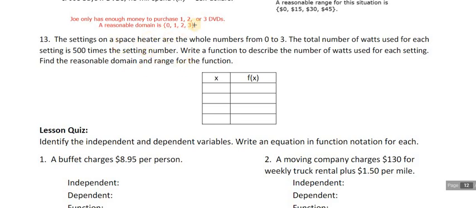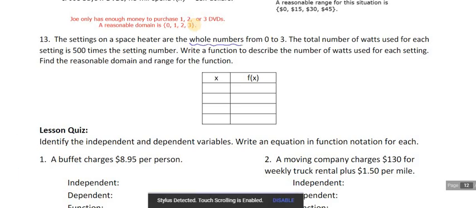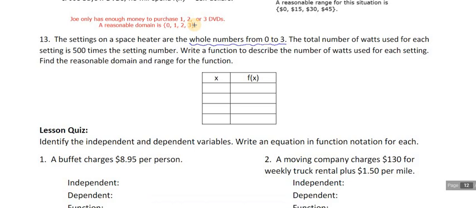So the settings are only 0, 1, 2, and 3 because we're saying whole numbers from 0 to 3. So that's going to be my x. It's my domain. Oops, I can't talk and write at the same time today. 0, 1, 2, and 3. Now, what happens as a result in terms of the actual heat if we're talking setting of 0, setting of 1, setting of 2, setting of 3?